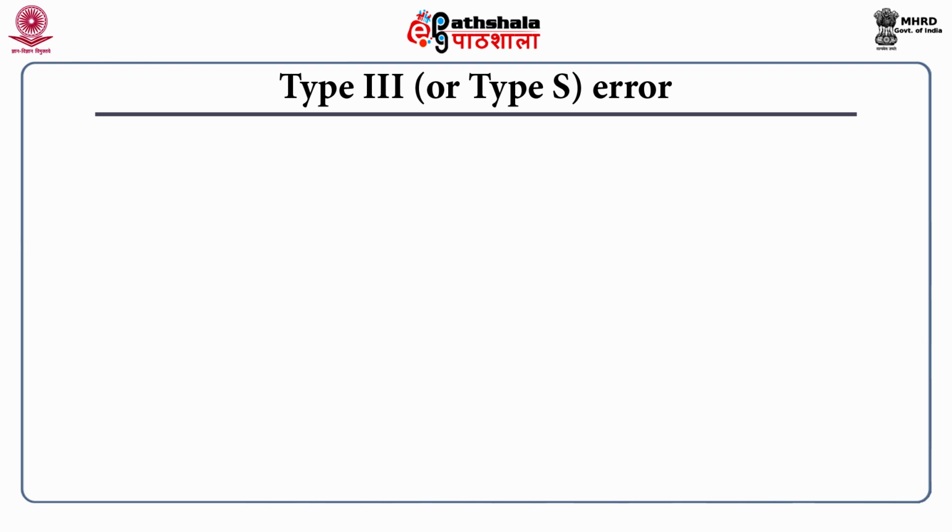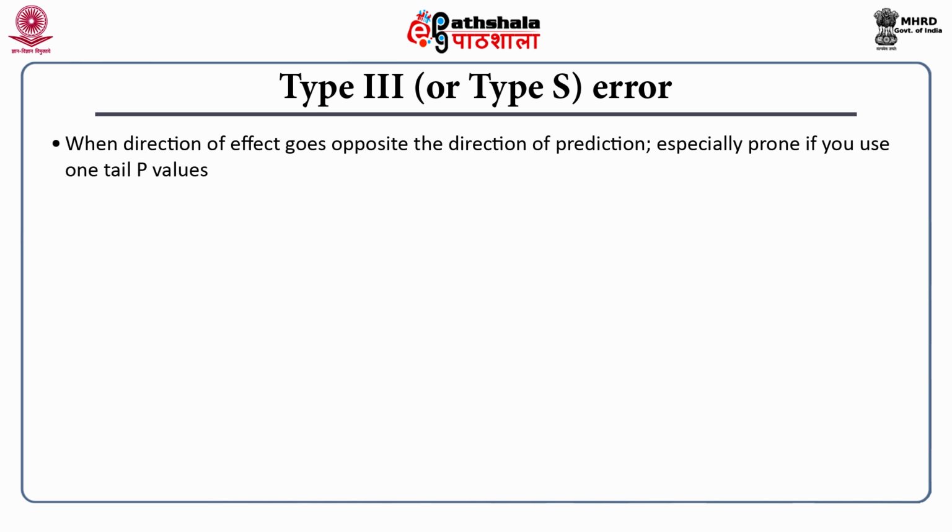Now there is another type of error that is called type 3 error, alternatively called type S error. It is when the directionality of the effect goes opposite to the direction of the prediction. So that is especially prone if you use one tail p-value. You predict in one direction, but the effect goes the other direction, then the entire directionality reverses, then you would have made this type 3 error.